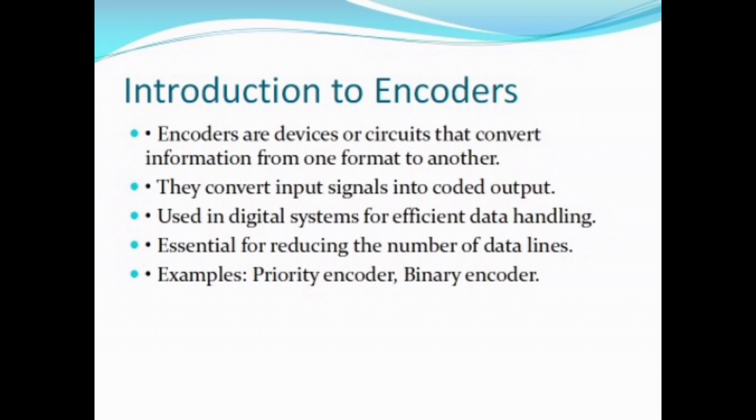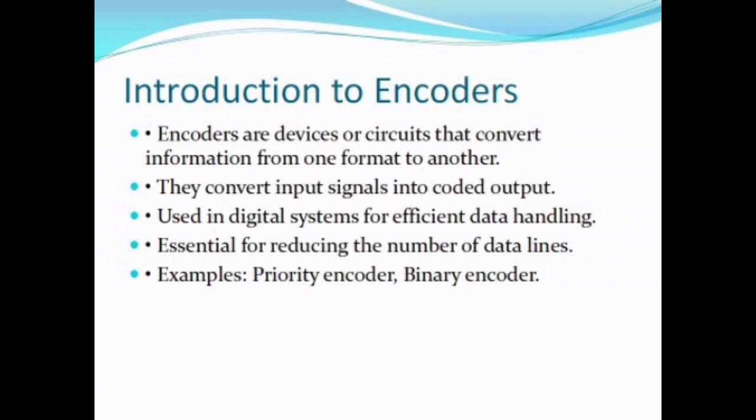What is meant by an encoder? We already said that an encoder converts information from one format to another format. An encoder is a circuit that converts 2 to the power of n input lines to n output lines. That is, it produces a binary code that represents which input is active. It is mainly used in digital systems for data handling.